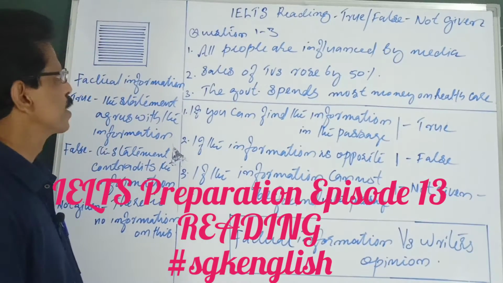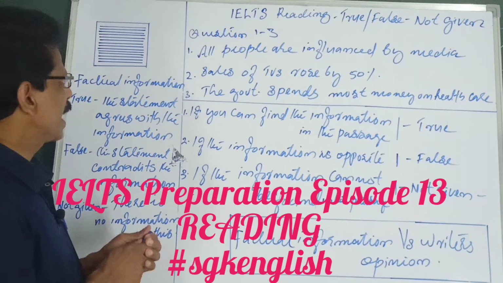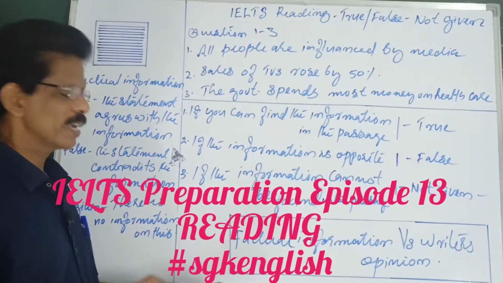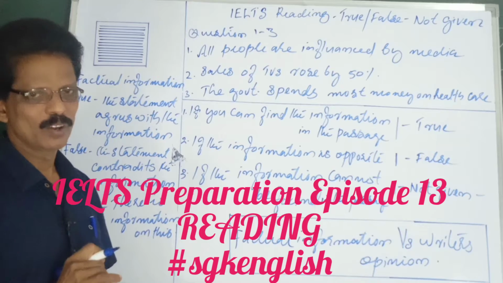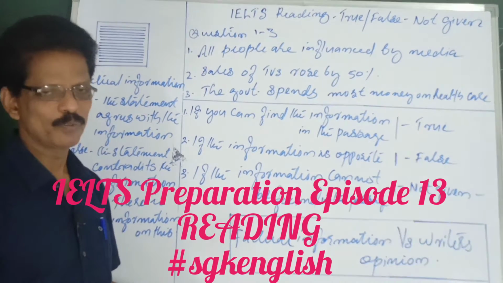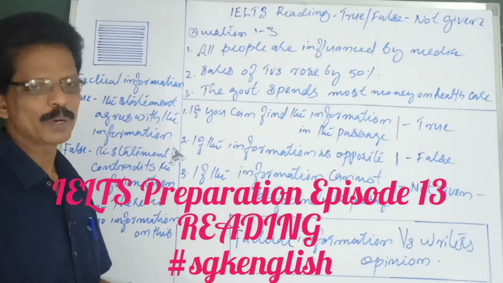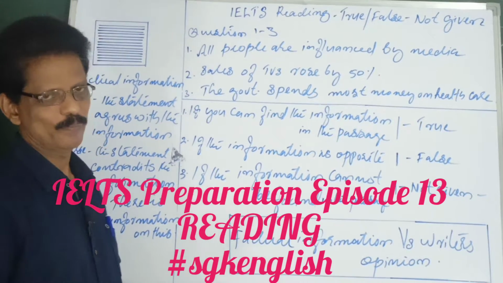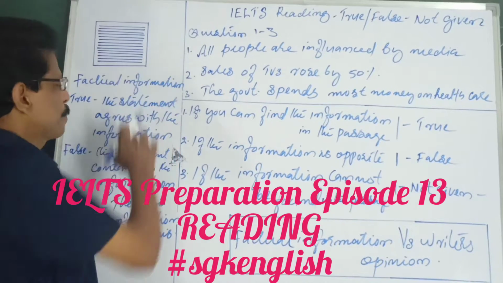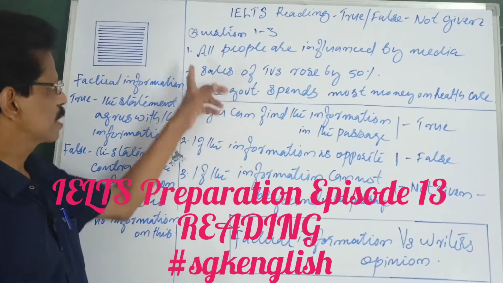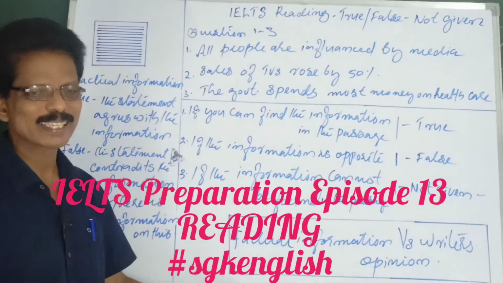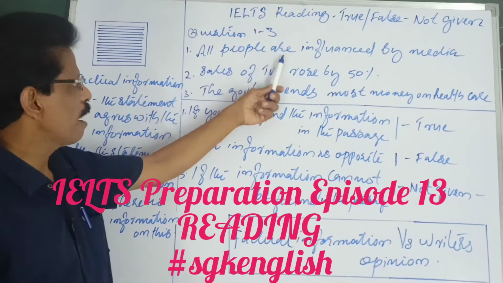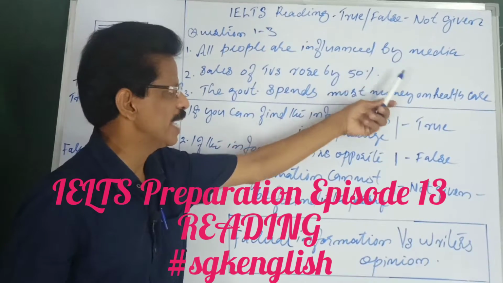Come to the lesson. See, as you know, in the reading module, you will be given 3 passages. Take one passage for example. We saw in the last video how the passage is going to be given and how you should be answering that. For example, a passage is given and some statements are given. For example, question number 1: All people are influenced by media.